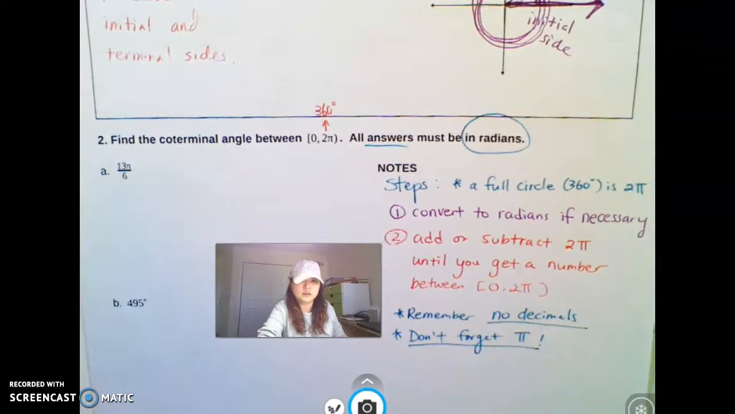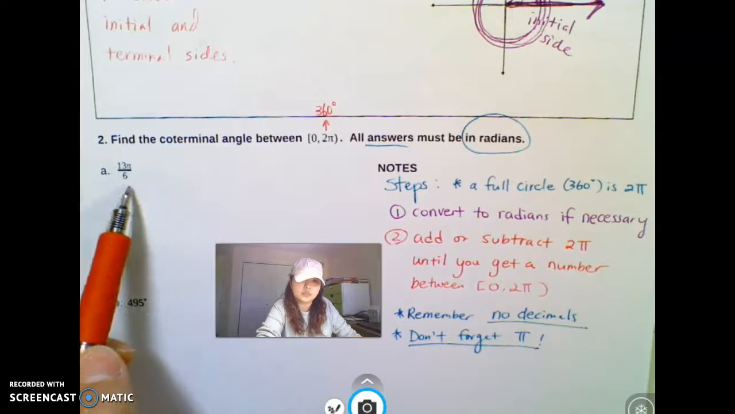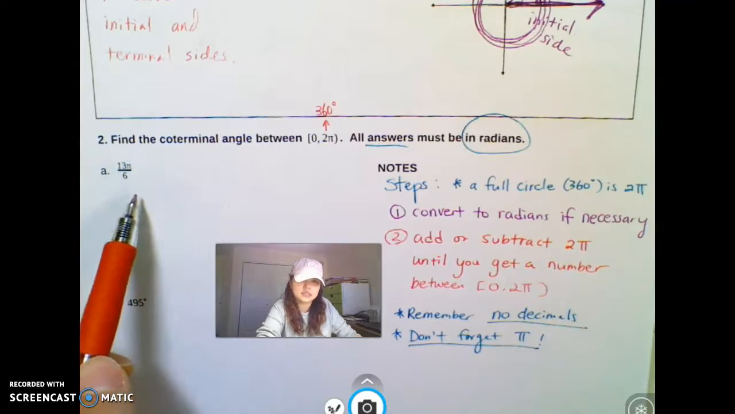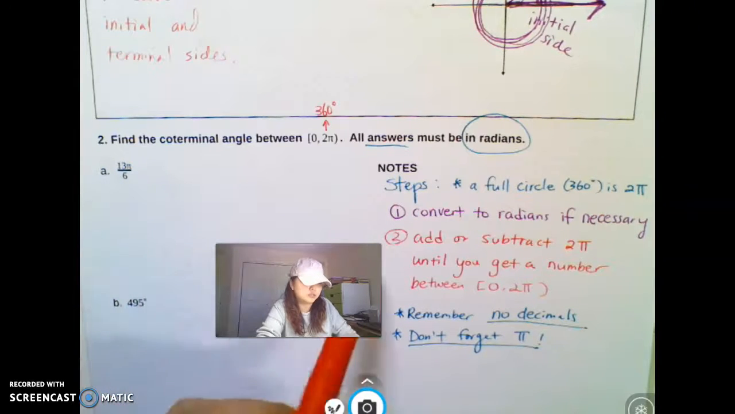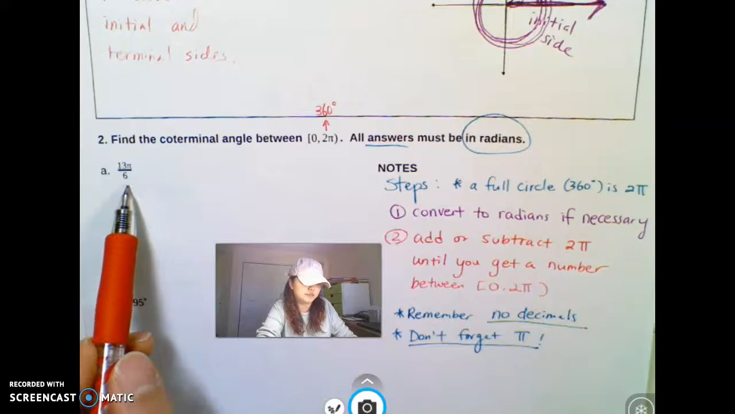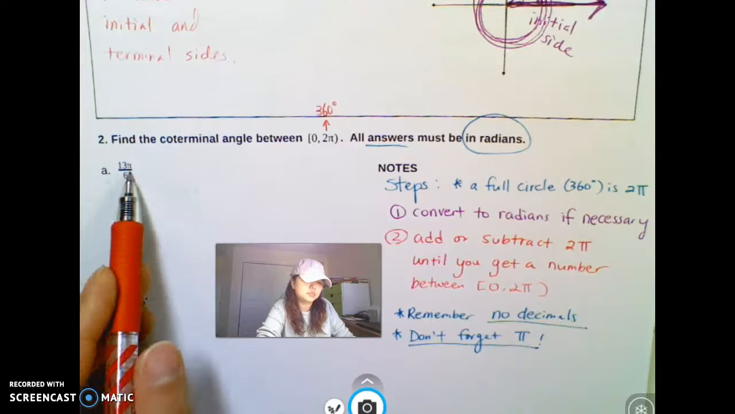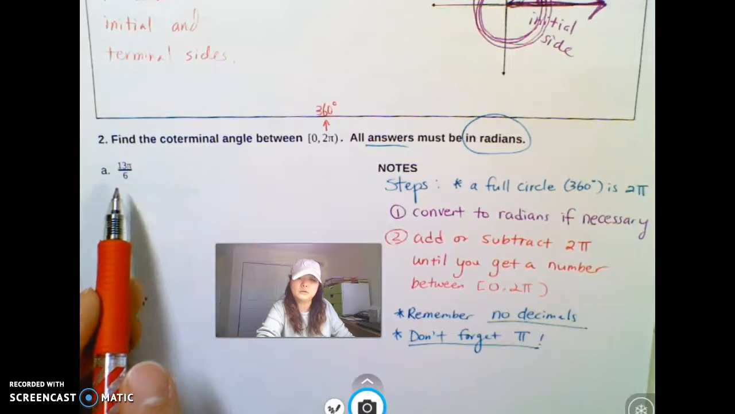So let's talk about number 1, A. 13 pi over 6. Okay, 13 pi over 6. This is already a radian, so step 1, you can skip it, right? Convert to radians if necessary. It's already a radian. Number 2, add or subtract 2 pi until you get a number between 0 and 2 pi. Now, 13 pi over 6, is that a big angle or a small angle?